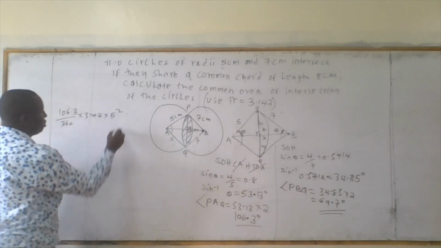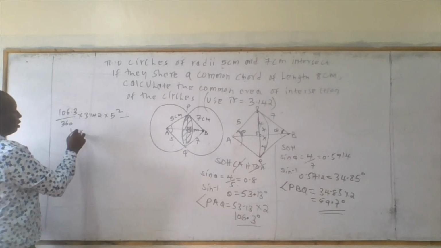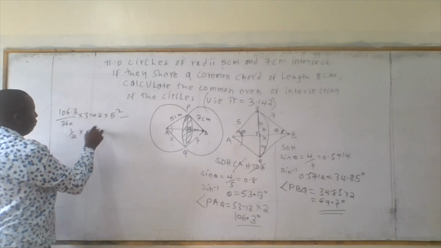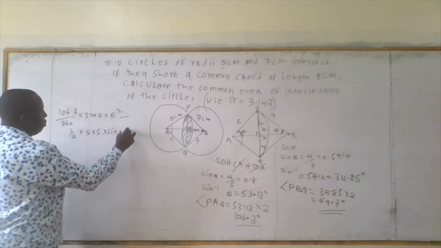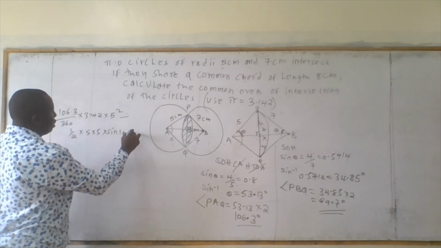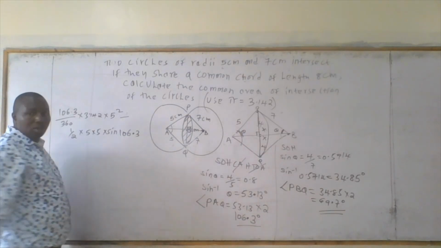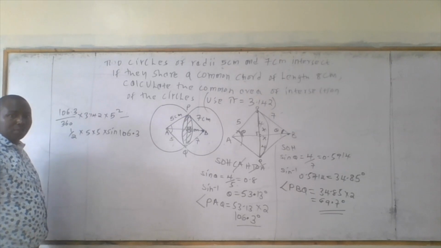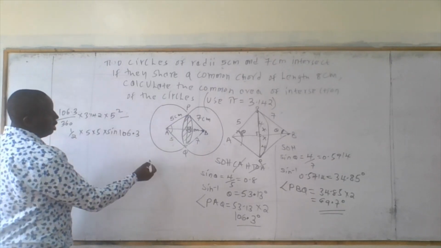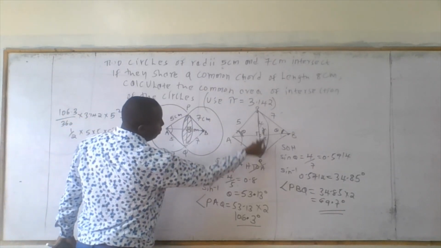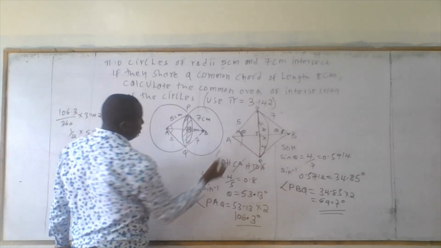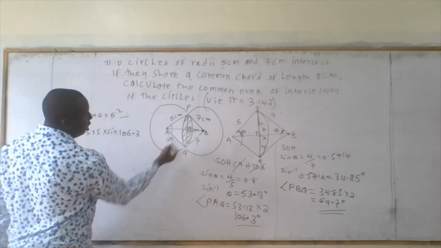The area of this triangle, you say minus a half times 5 times 5 times the sine of 106.3. So find that. In this case, we will have got the area of this segment.